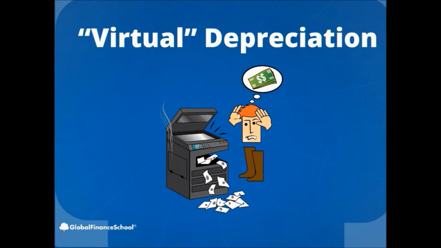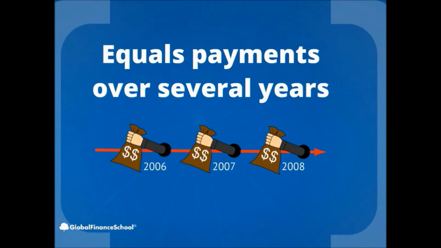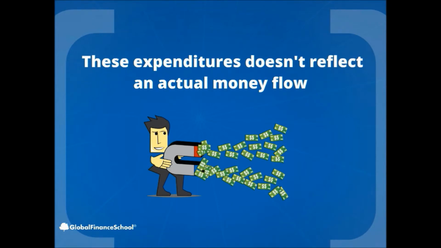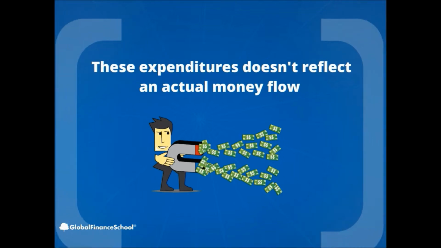Virtual depreciation. When companies list wear and tear in the financial statement, they actually list it as an expenditure, making it look like they bought the asset in equal payments over several years. Listing these expenditures doesn't reflect an actual money flow, and this is why we call it virtual depreciation.